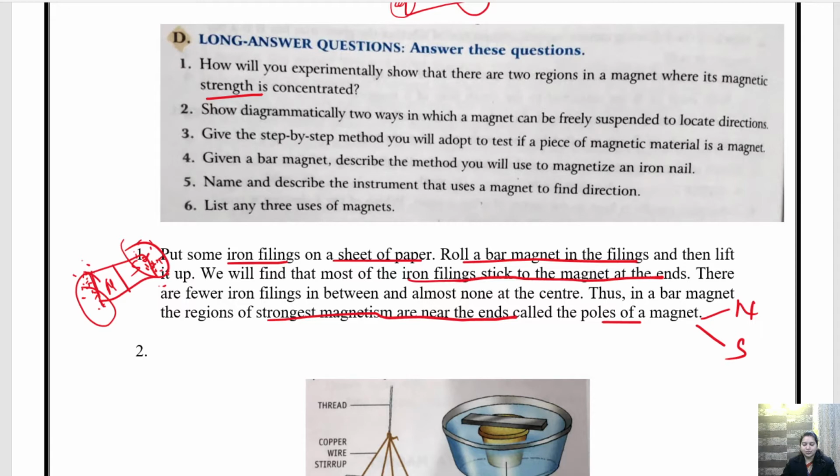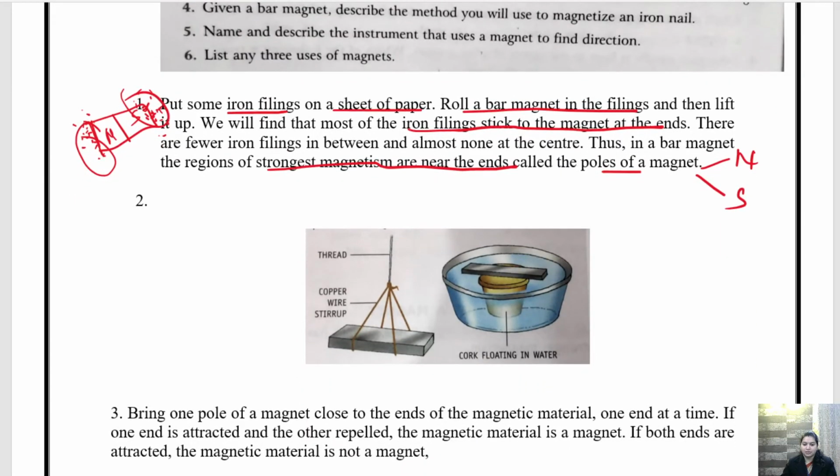Now question number 2. Show diagrammatically two ways in which a magnet can be freely suspended to locate directions. So you have to show it diagrammatically. It is there in your book, children. You have to draw this diagram. Okay. So these are the two methods. This is A and this is B. These are the two methods by which we can show a freely suspended magnet.